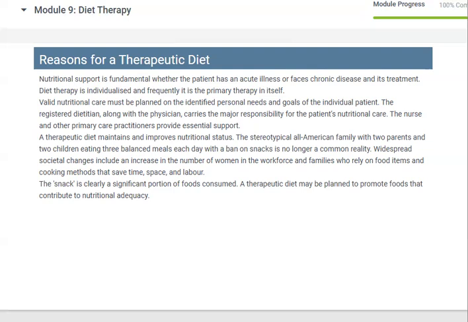The stereotypical all-American family with 2 parents and 2 children eating 3 balanced meals each day with a ban on snacks is no longer a common reality. Widespread societal changes include an increase in the number of women in the workforce and families who rely on food items and cooking methods that save time, space, and labor. The snack is clearly a significant portion of foods consumed. A therapeutic diet may be planned to promote foods that contribute to nutritional adequacy.